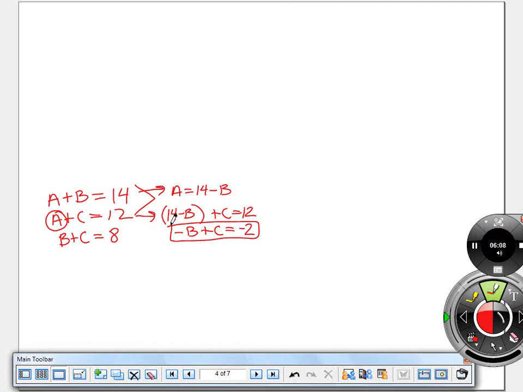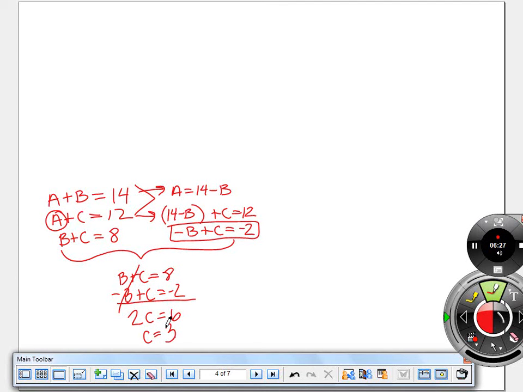Sure. Now, this equation can be combined with this one that wasn't used to make it, so it should be just fine. And when I combine those two together, so I have B plus C equals 8, and I have negative B plus C equals negative 2, I get 2C equals 6, so C is equal to 3.